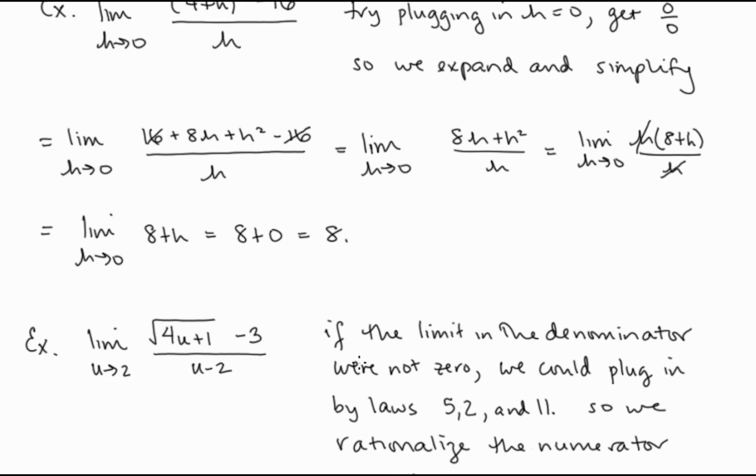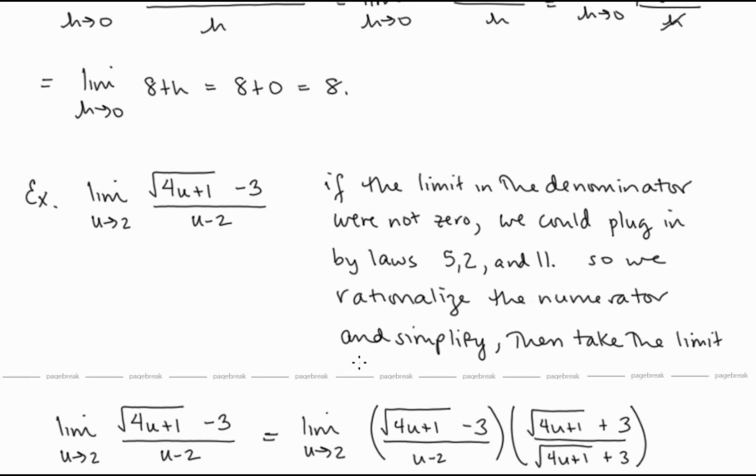Let's take a look at another. This one looks a bit more complicated because we have a radical. Limit as u goes to 2, radical 4u plus 1 minus 3 over u minus 2. Now, if plugging in 2 did not give us a 0 in the denominator, we'd be able to use our limit laws and just plug in.